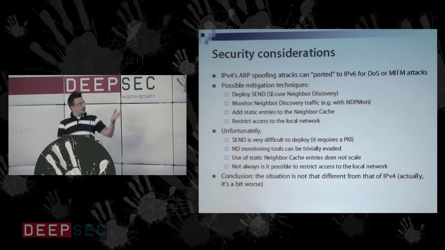So the summary with neighbor discovery attacks is that the situation is not really that different from before, but it's actually just a little bit more complicated.